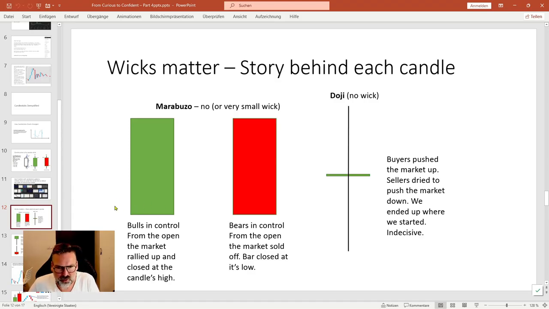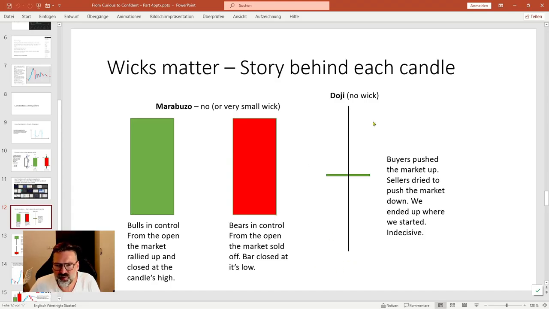Every candle tells a story about bulls and bears, about buyers and sellers, right? The story of a positive marabuzo is that bulls are strongly in control, buyers are in control. From the open, the market rallied up and closed at the candle's high. I'm slowly incorporating the correct terminology so that you get used to it. And vice versa here: bears are in control. From the open of the candle, the market sold off and closed at its low.